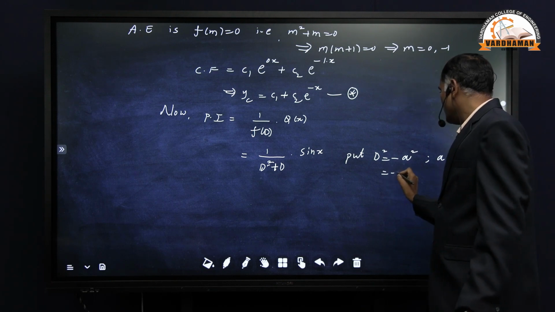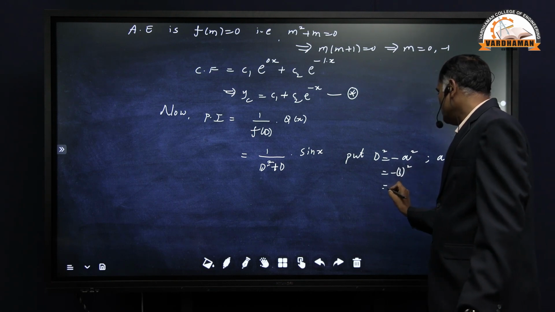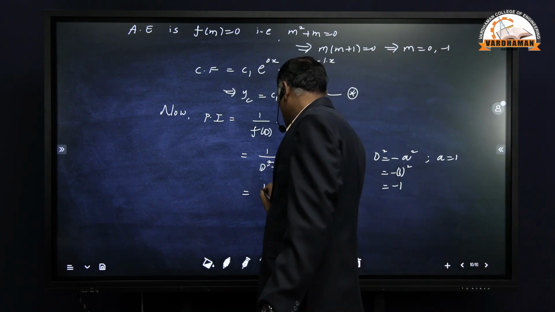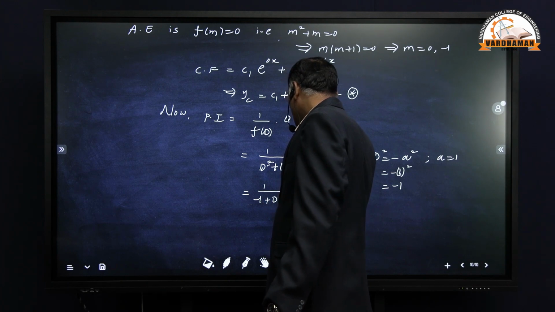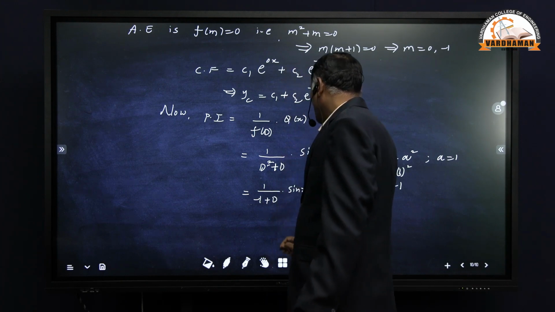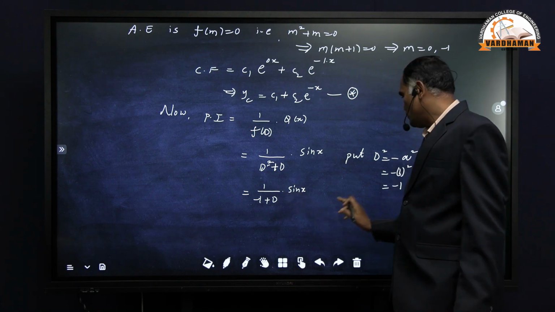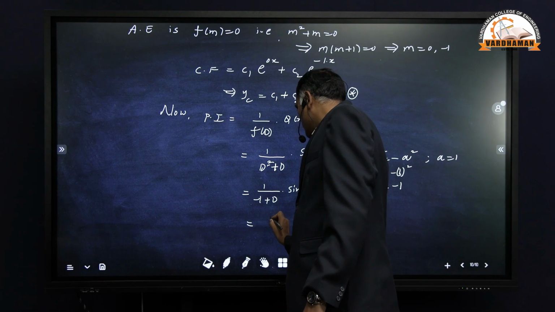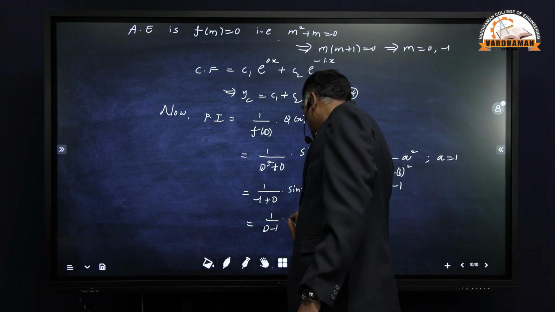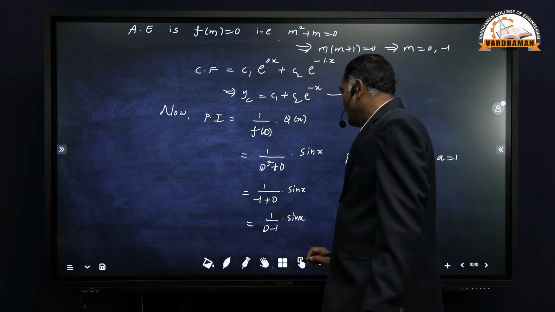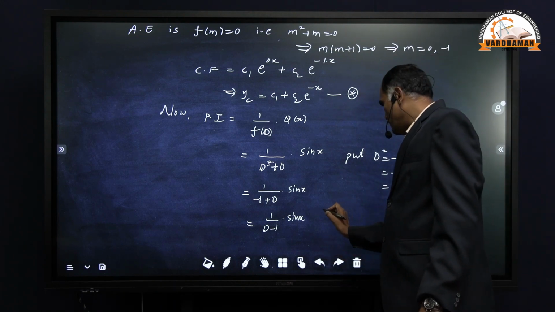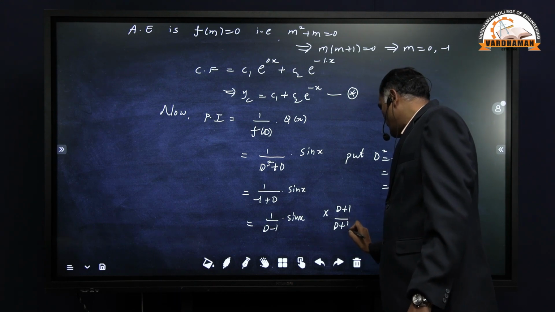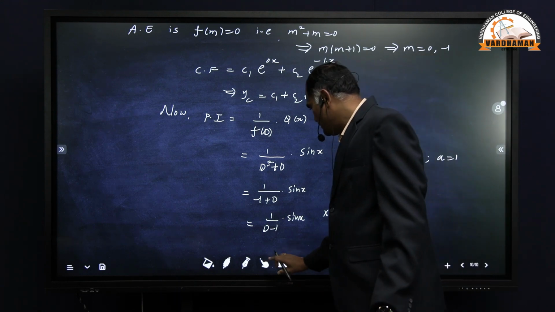So put like this. In place of D square we write minus 1, wherever D square is there, write minus 1, sin x. Now in place of D we will not write square root of minus 1 or anything like that, we keep it like that only. Now to find a particular integral, you multiply and divide with D plus 1. If you multiply and divide with D plus 1, we get like this.